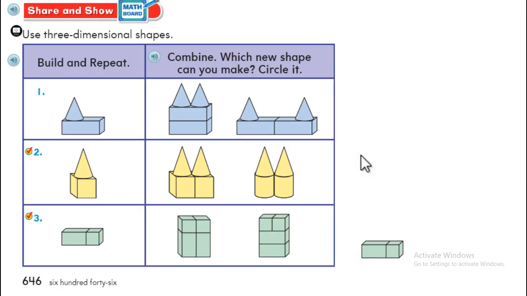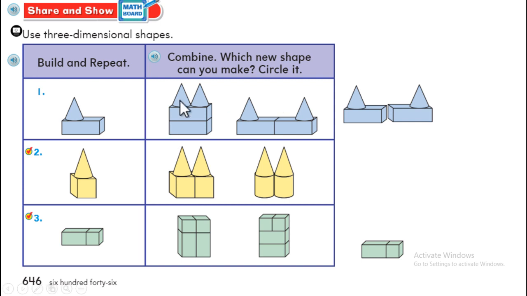Now in this question, we're going to build and repeat. So the first shape that we built is a rectangular prism with a cone on the top. So imagine that we use the glue now. We glue the cone on top of the rectangular prism. We're not going to move it now. It looks like this. Then I'm going to repeat it. Do it again. The same thing. Rectangular prism with a cone on the top. I can put it like this or like this. Like this is much better. Because why? I have a shape like it here. I want to circle it. Combine them and then which new shape can you make?